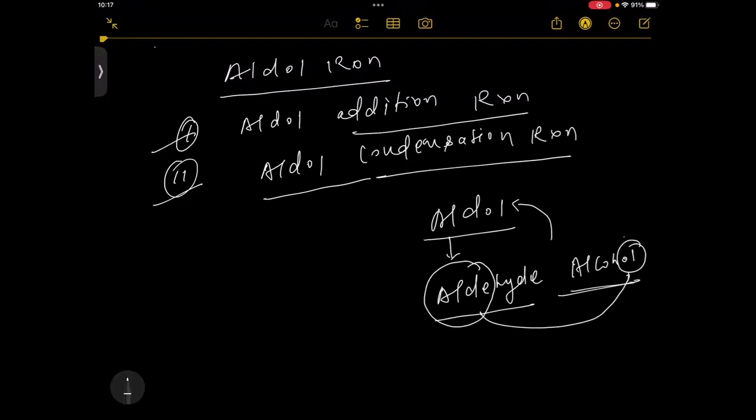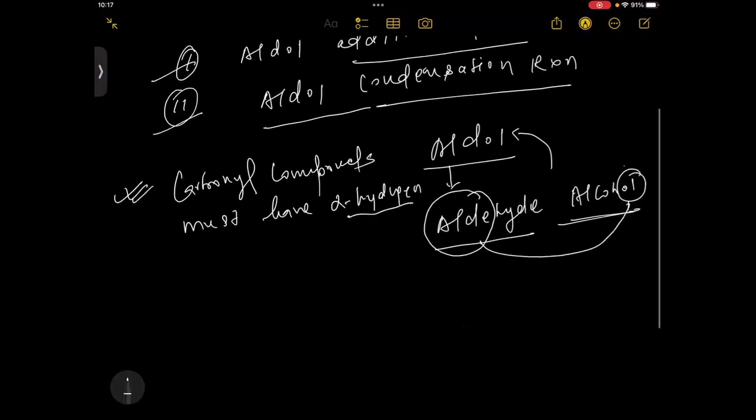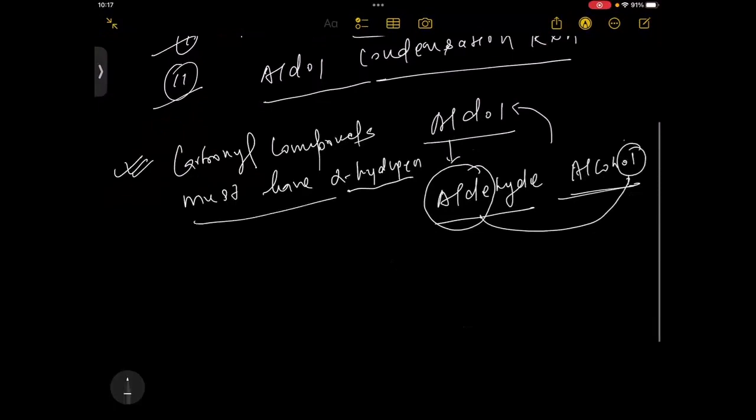Students, the most important thing is what type of reactant will be involved in the aldol reactions. The first and most important condition is that the carbonyl compounds must have alpha hydrogen. Correct? So those carbonyl compounds which have alpha hydrogens will undergo aldol reactions.